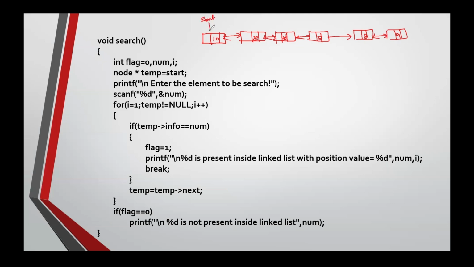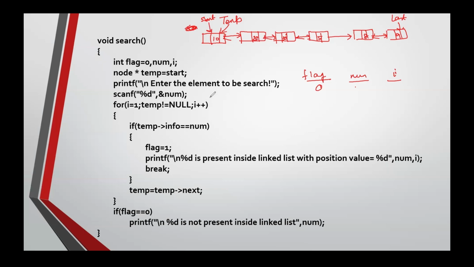This is our start. This is our last. Here we have to make a variable flag as 0. The reason is that initially we assume that the element is not present. So flag 0 is for false, meaning not present, and 1 means present. Then another variable to store the value we want to search, then i. Node start temp. So what happened? We make a temp pointer that points to the start node. Printf: enter the element to be searched. So here we have to search an element.